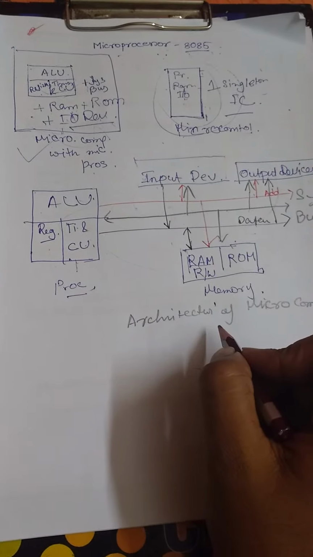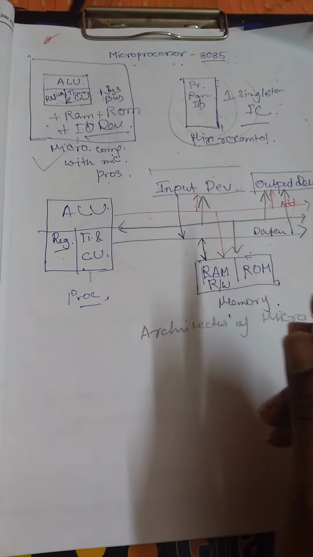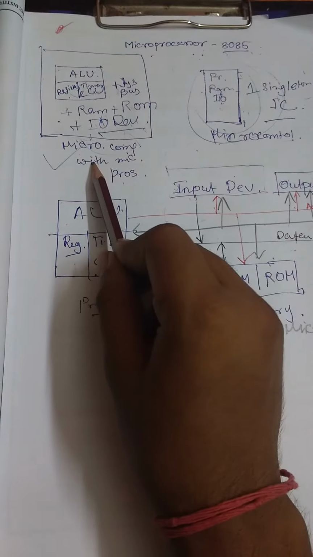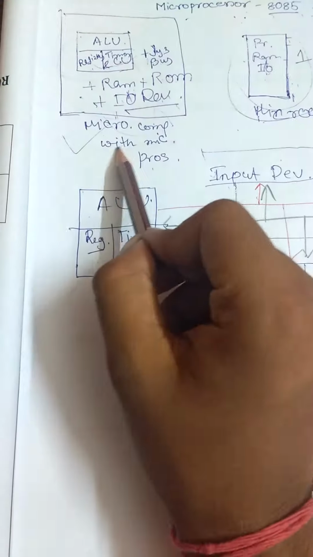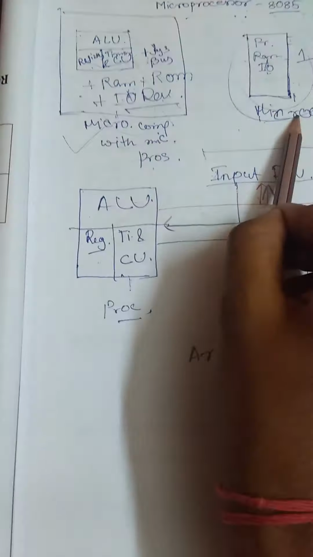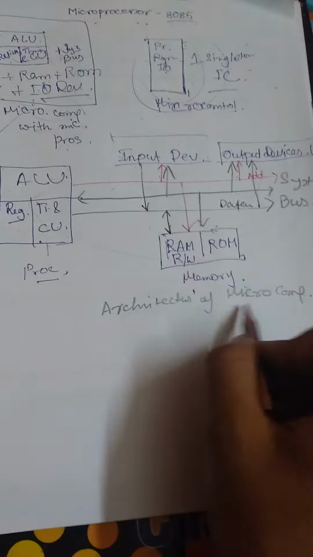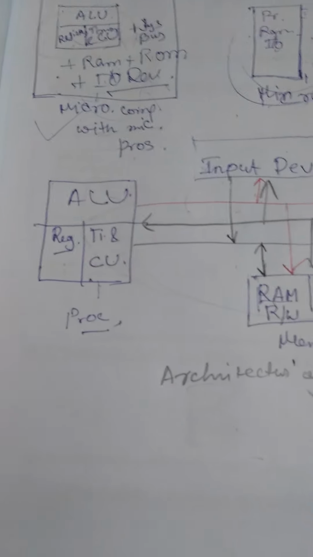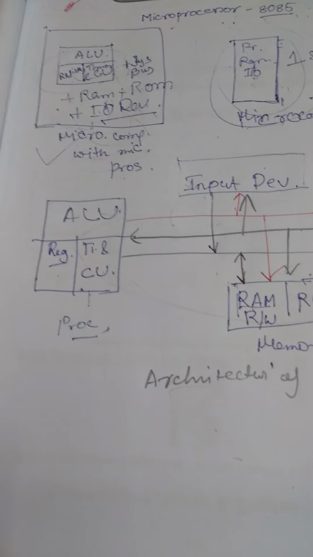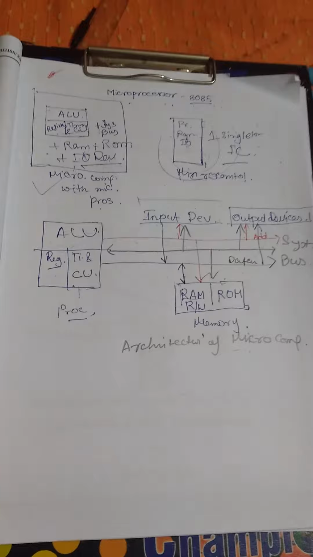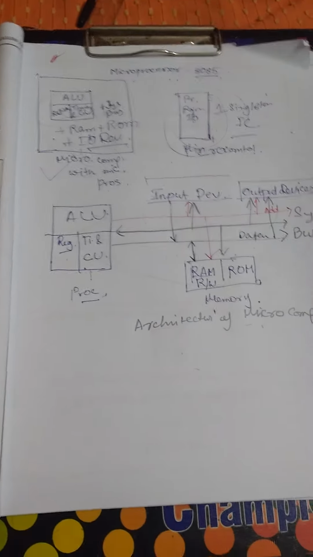Okay, so let us review what we have learned. We have learned about the microprocessor, a brief overview of the microcontroller and the microcomputer, and the architecture of the microcomputer. In my next lesson, we will discuss the architecture of the 8085 processor with its pin diagram and the function of each pin. See you in the next video.